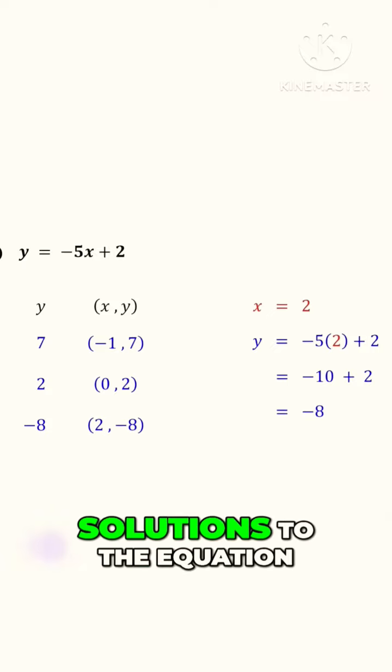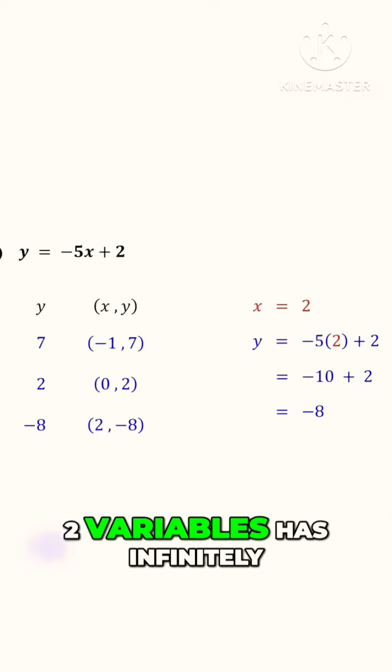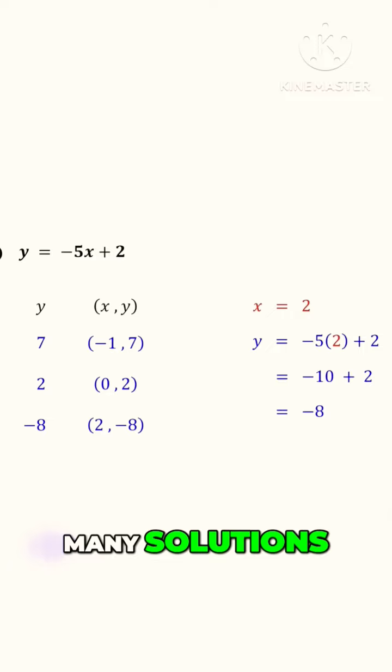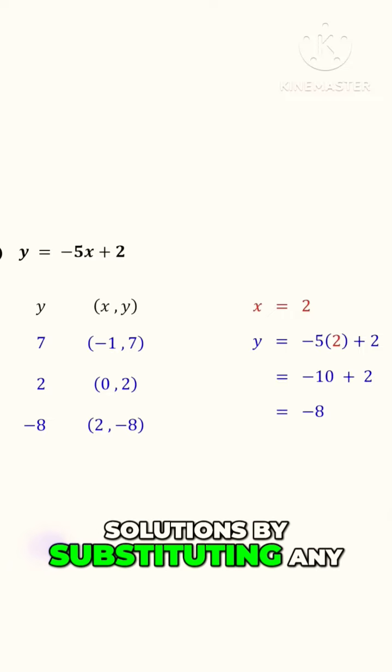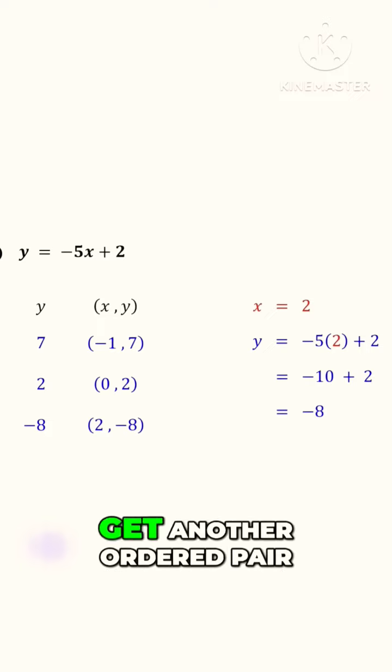So, we have found three solutions to the equation. But remember, these are just a few solutions. A linear equation in two variables has infinitely many solutions. You can find more solutions by substituting any value for x or y and solving for the other variable to get another ordered pair.